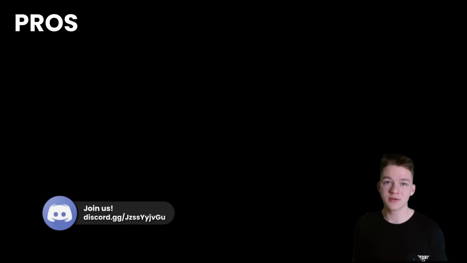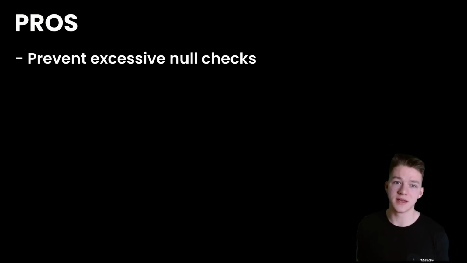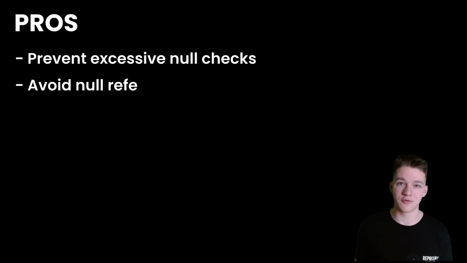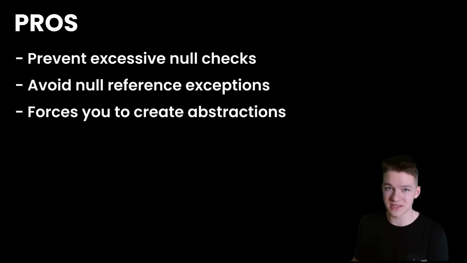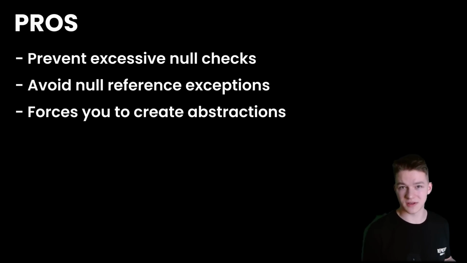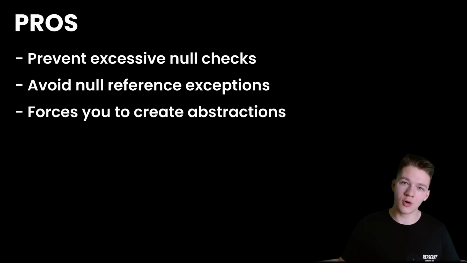And what are the pros and cons of this pattern? It's definitely going to prevent the excessive null checks in the code, it may also help you to avoid the null reference exceptions, and additionally it also forces you to create abstractions, such as the interfaces or abstract classes, so this way overall your code will be more clean and extensible.